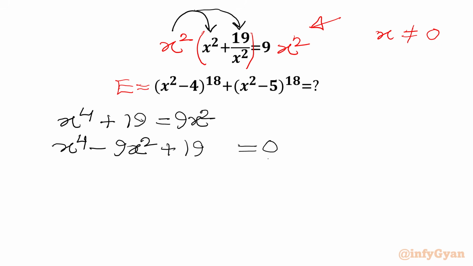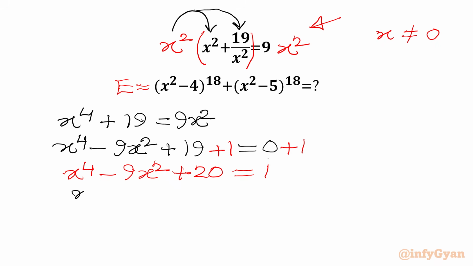Now we are going to add 1 to both sides. So we will write x power 4 minus 9x square plus 20 equal to 1. Now we will factor left hand side expression. We will split minus 9x square as minus 4x square minus 5x square plus 20 equal to 1.